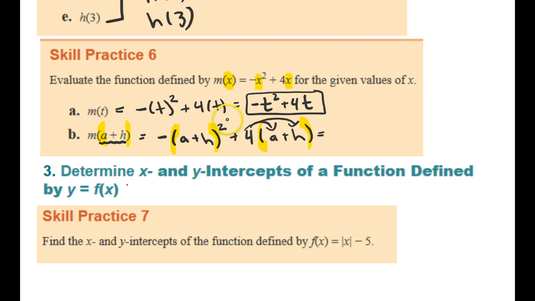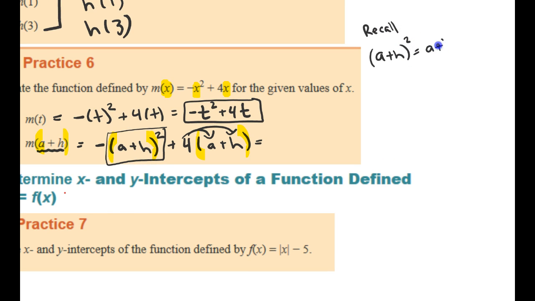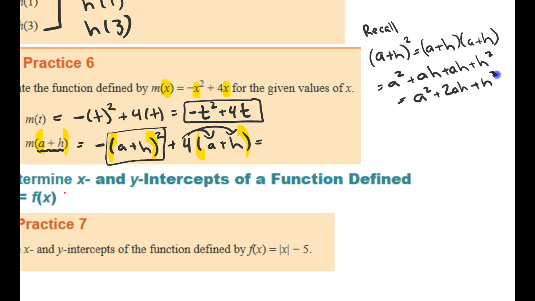So simplifying this, you're going to expand out a plus h squared. If you recall from Math 110, this is a plus h times a plus h. If you do the FOIL method, you end up with a squared plus ah plus ah plus h squared, which is a squared plus 2ah plus h squared. So if I plug that in, I want to keep my parentheses: negative, a squared plus 2ah plus h squared, plus 4 times the quantity a plus h.